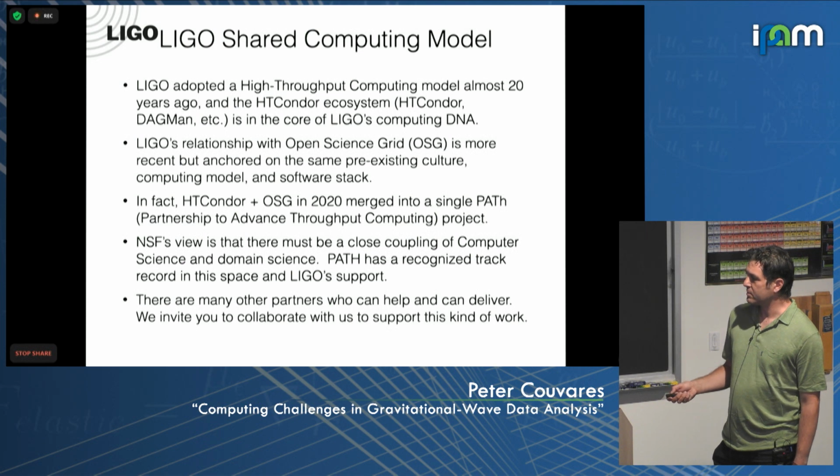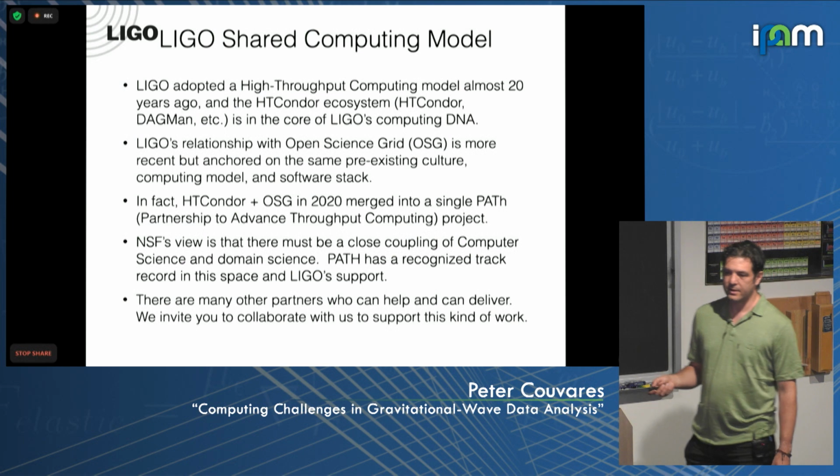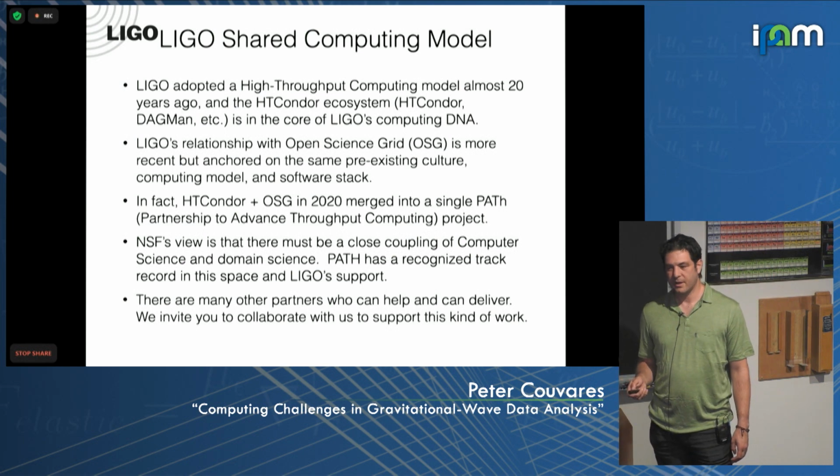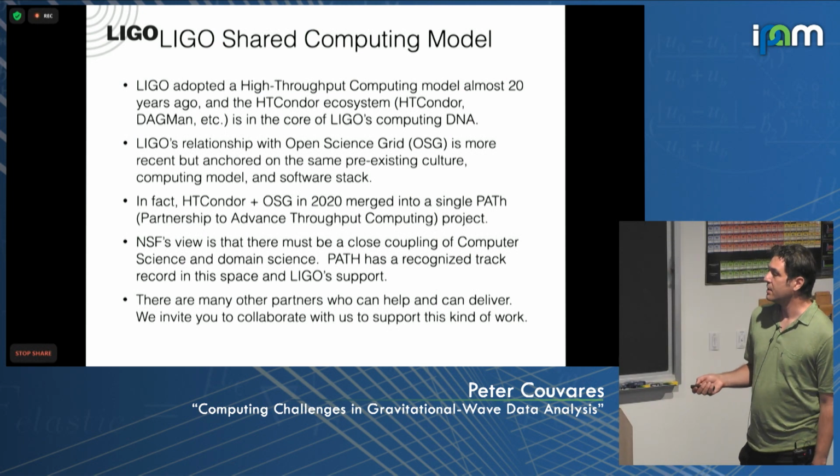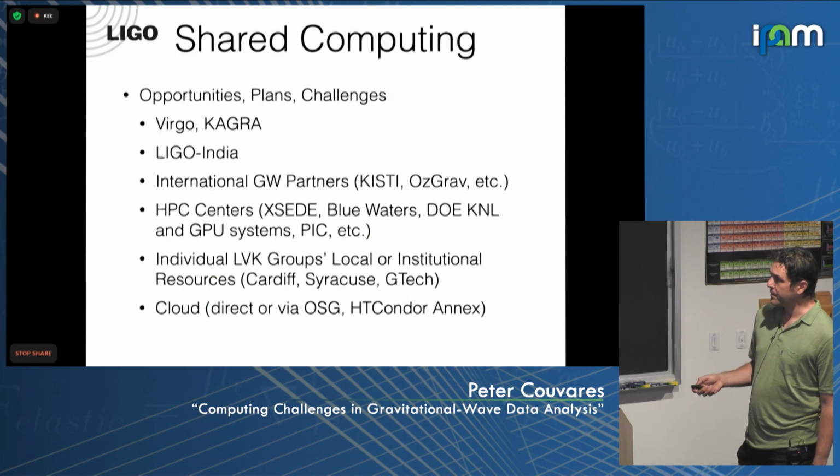But there's a lot of other computer science research that can be useful to gravitational wave science, and finding a way to integrate CS research into a production physics operation is a real challenge. And so I encourage people who have ideas on ways we can do that to talk to me.